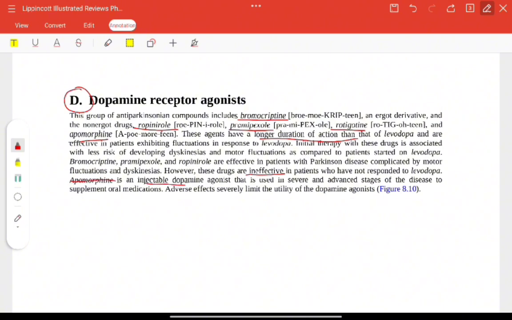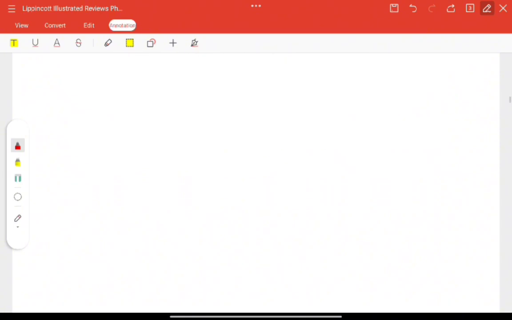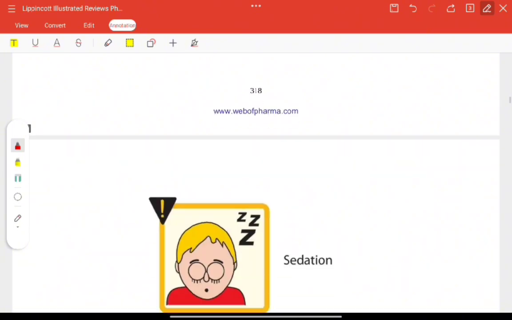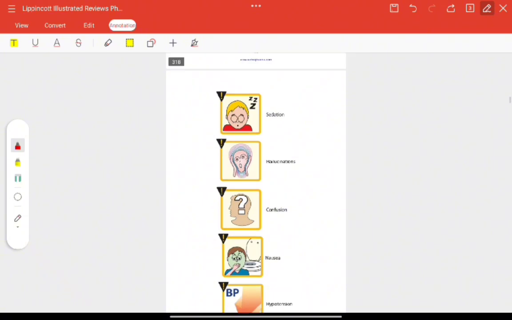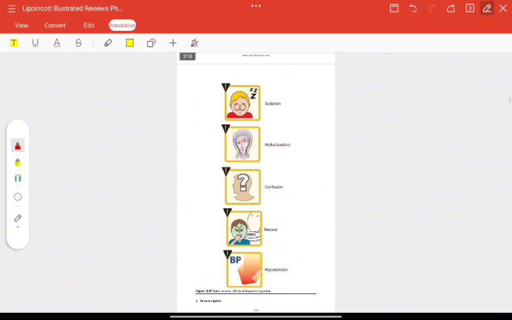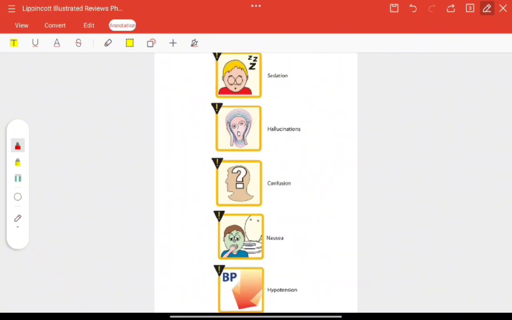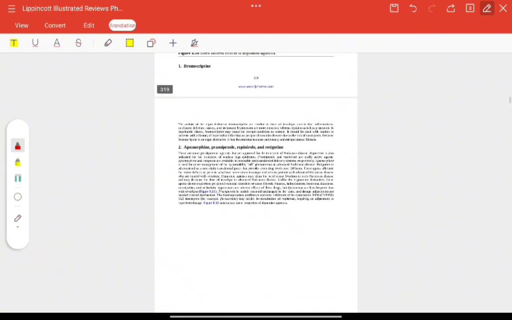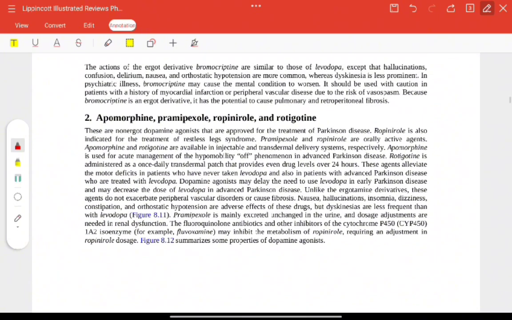Apomorphine is available as an injectable, and its adverse effects are severely limited. Mostly they cause sedation, hallucination, confusion, nausea, and hypotension, which is usual with these CNS drugs. You can see the list here. Now first we'll have a look at the ergot derivative, that is bromocriptine.